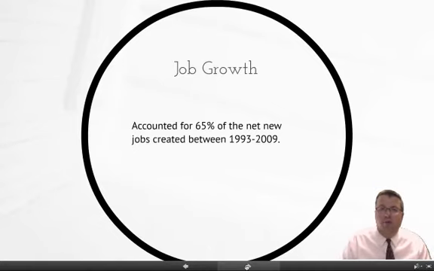Job growth. When we look at jobs created between 1993 and 2009, in 1993 the economy started to rebuild and grow. And then we also have some time of contraction in this time frame. But we're looking at 65% of new jobs being created by small businesses.